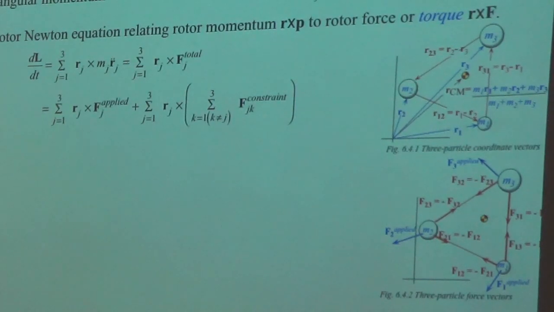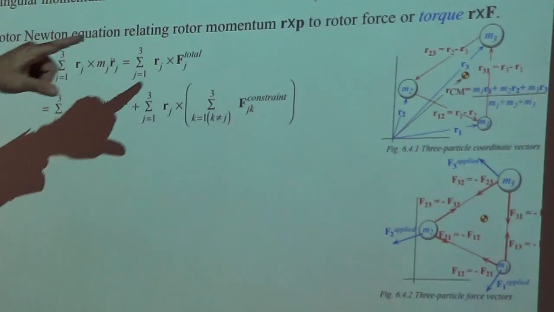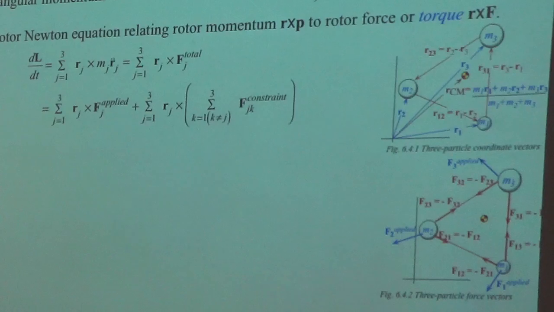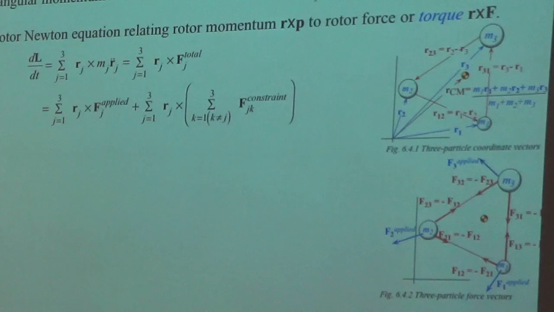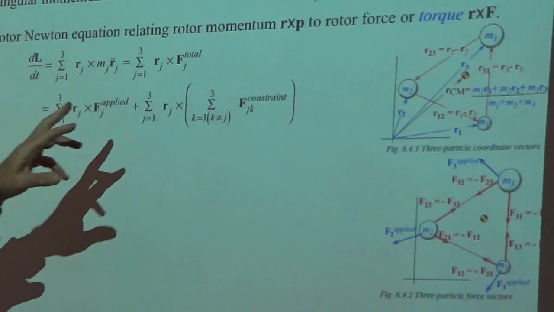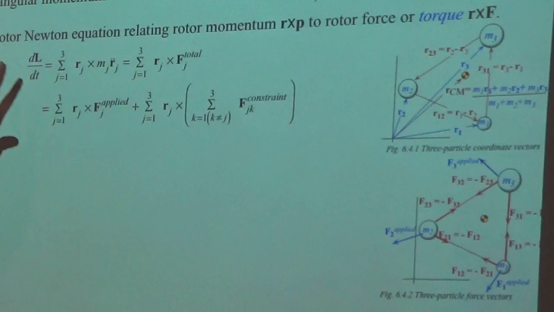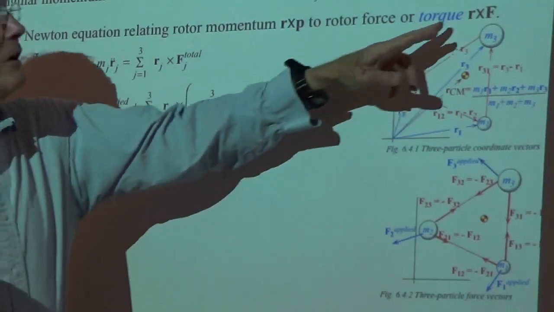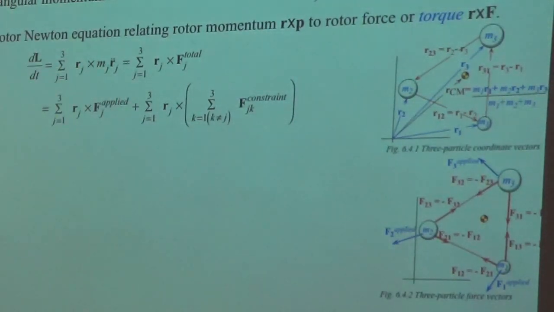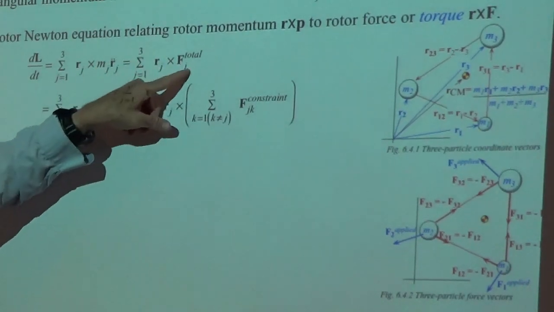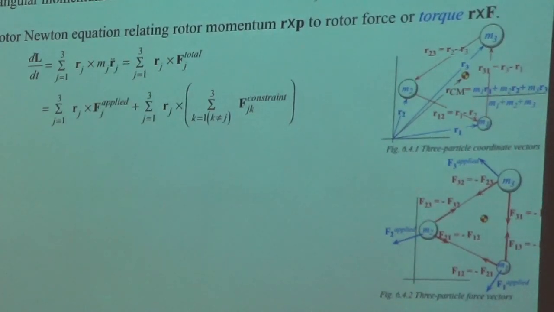Again, it's a weighted average of the coordinates of each of them. Okay, so the idea is to take the derivative of the total momentum, and it's going to give us a Newton equation for rotation, for the rotor momentum, in terms of what's called a torque. And the torque is simply a radius cross the force for each particle, for each of the 3 particles here, 1, 2, and 3, R cross F is being summed up.